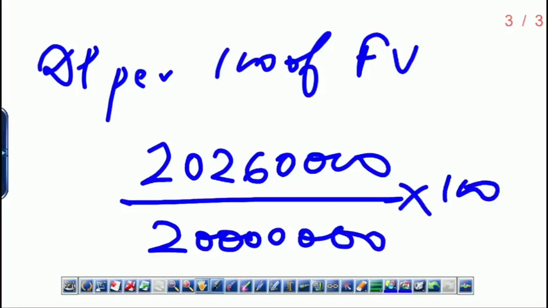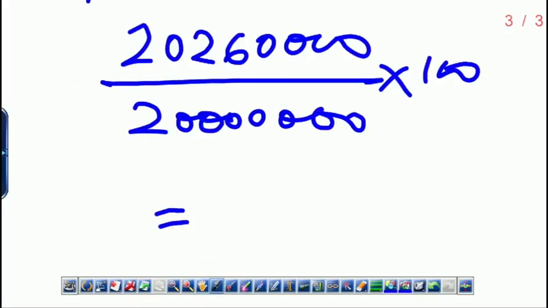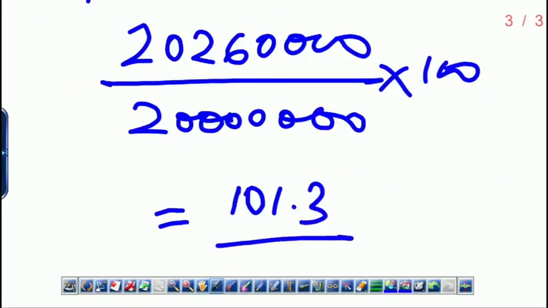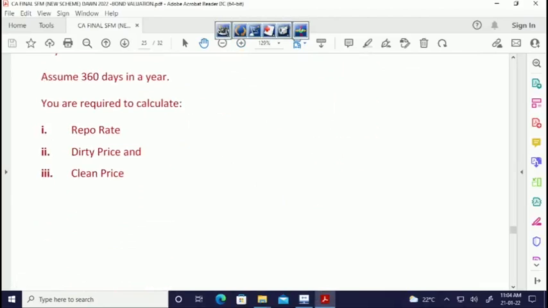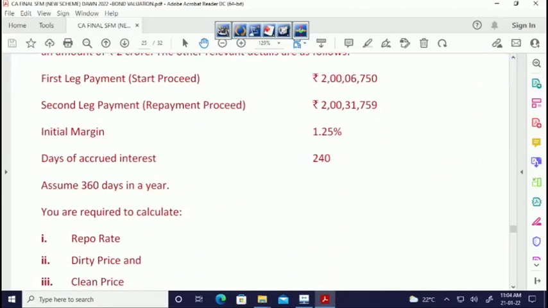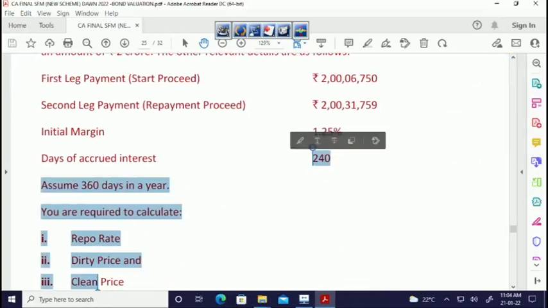Common sense. What does it come to? It's coming to 101.3. So you have to calculate it as per 100. So 101.3 is the dirty price. Now, clean price. The dirty price is clean price plus accrued interest. So we have to remove the accrued interest for 240 days at the rate of 6%.